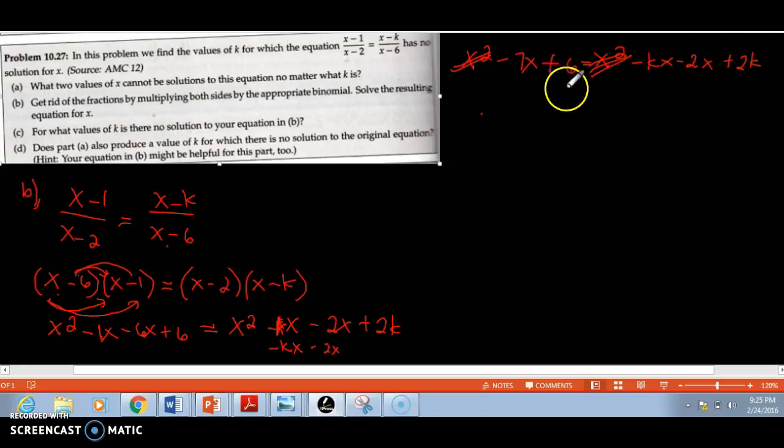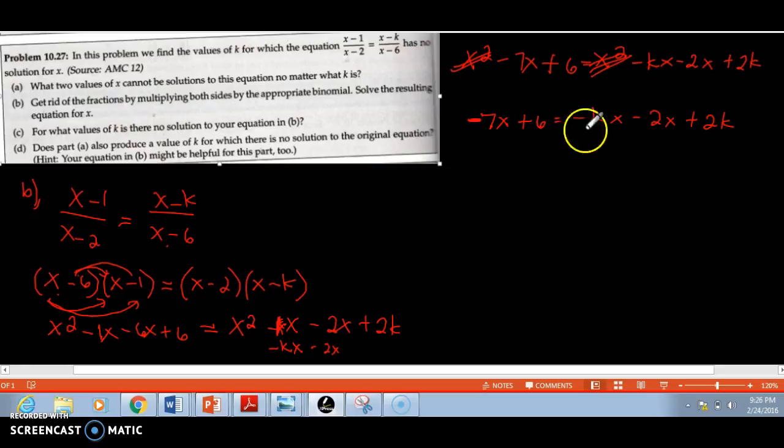Actually, no, let's not do that. The situation here says you solve for x. You need to solve for x. So therefore, we kind of need to combine all the x's here. All right, so let me see first. Okay, so let's combine all your x's. You have negative 7x here. Let me rewrite that. Negative 7x plus 6 is equal to negative kx minus 2x plus 2k.